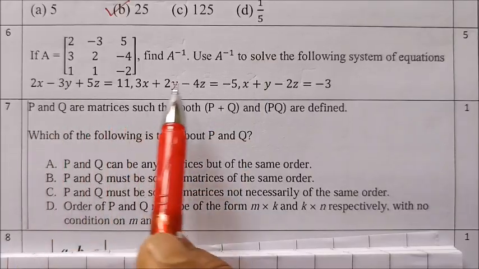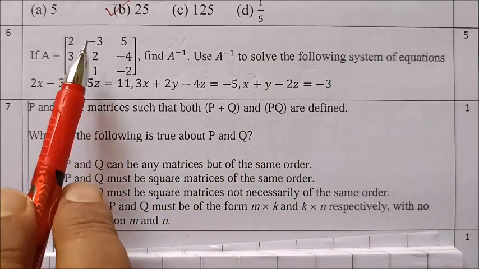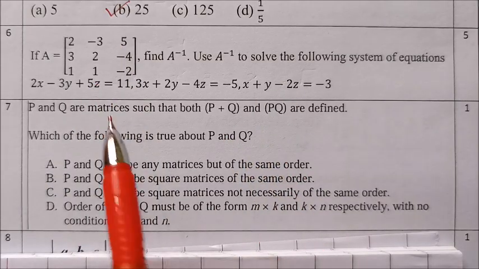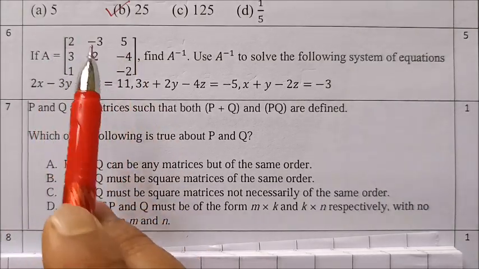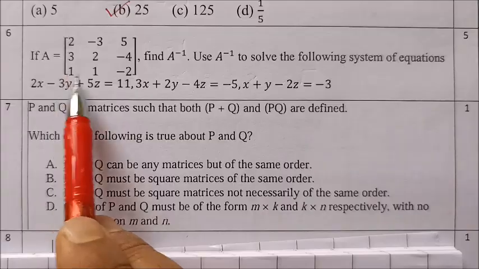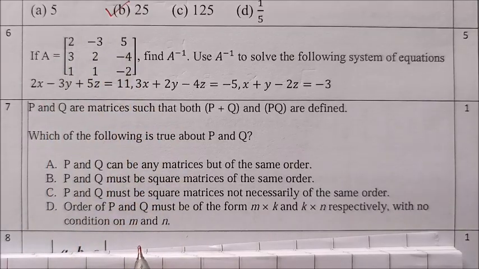First of all, whenever we have this kind of system, you verify it: 2, minus 3, 5. Sometimes there may be a possibility of a printing mistake. So you have to check whether A represents the coefficient matrix or not. 3, 2, minus 4; 1, 1, minus 2, correct. That means this A represents the coefficient matrix.